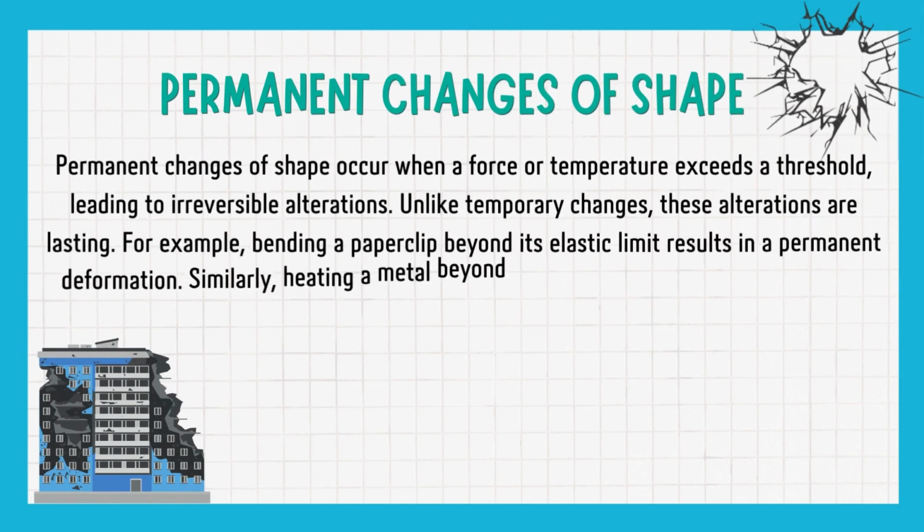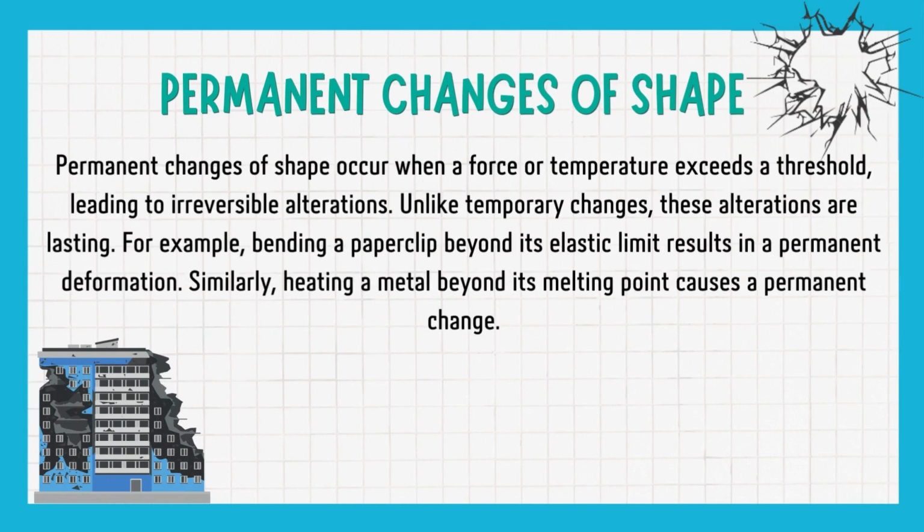Permanent changes of shape. Permanent changes of shape occur when a force or temperature exceeds a threshold, leading to irreversible alterations. Unlike temporary changes, these alterations are lasting. For example, bending a paper clip beyond its elastic limit results in a permanent deformation. Similarly, heating a metal beyond its melting point causes a permanent change.